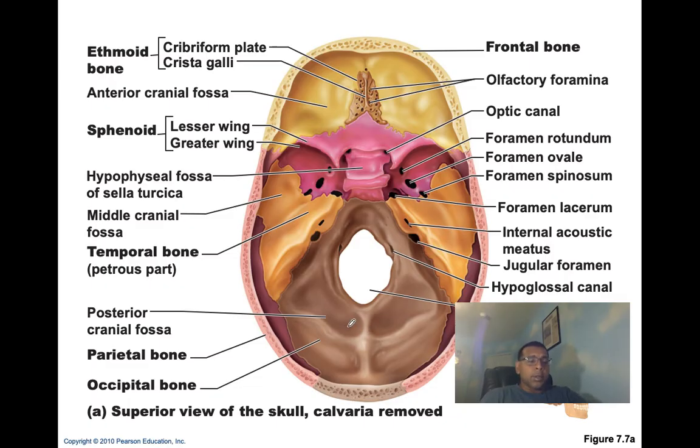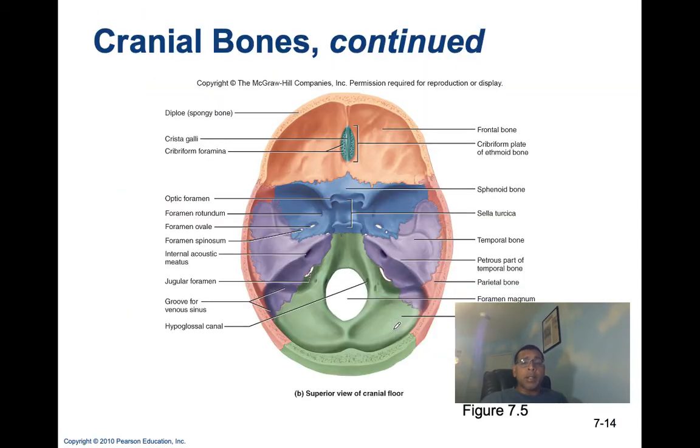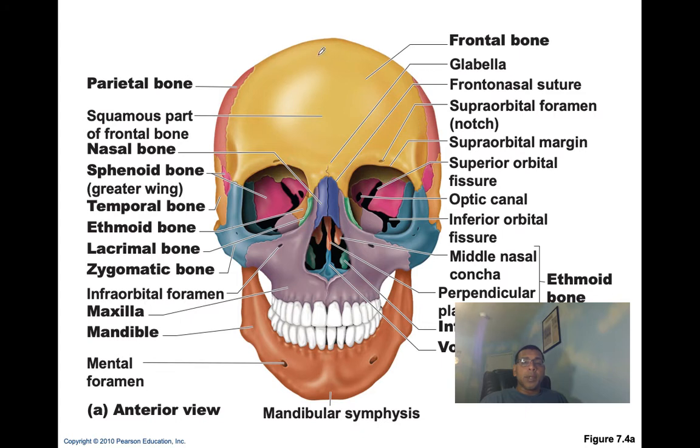So let's go through and talk about the cranial bones. First bone we're going to check out is the frontal bone. Here you can see the frontal bone right inside of here. The frontal bone is one bone. It's a shell-shaped bone, and it forms the anterior cranium.